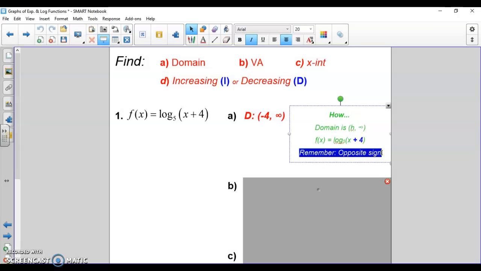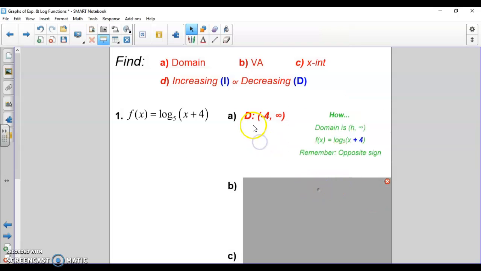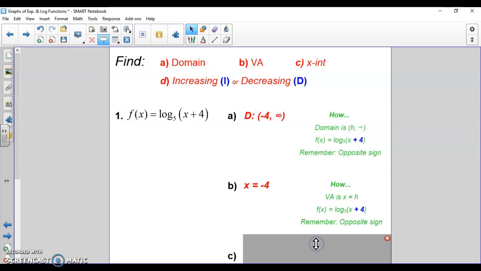Remember, the h is the opposite sign. When it comes out of the parentheses, it's the opposite sign. So your domain is negative 4. It moves the graph left 4. Once you found domain, you pretty much found your vertical asymptote as well. It's just written as x equals negative 4. That's all.